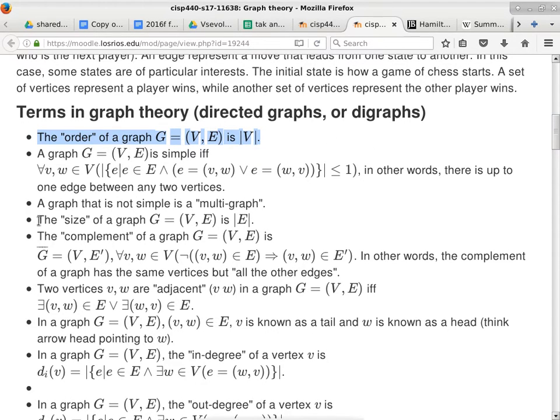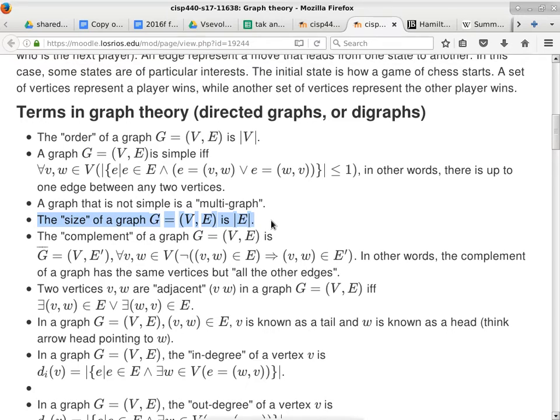There's another term to refer to the number of edges. It is called the size of a graph. So the size of a graph is the cardinality of the set of all the edges, which is basically just saying, okay, how many edges do we have in a graph? Is that okay?